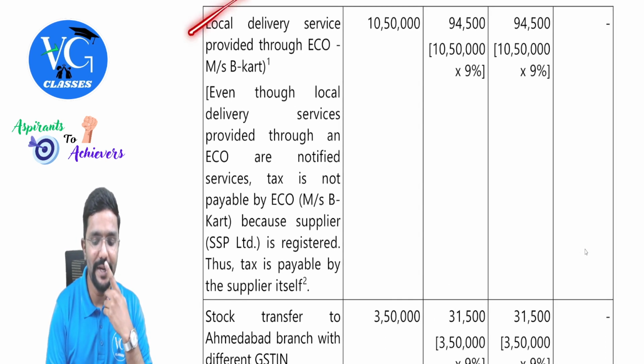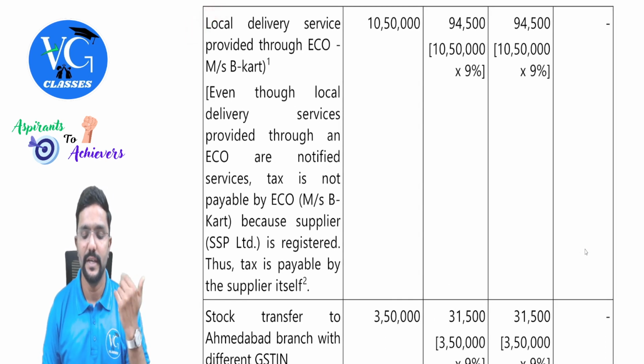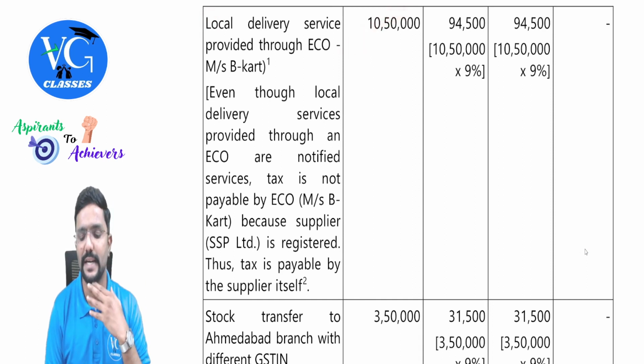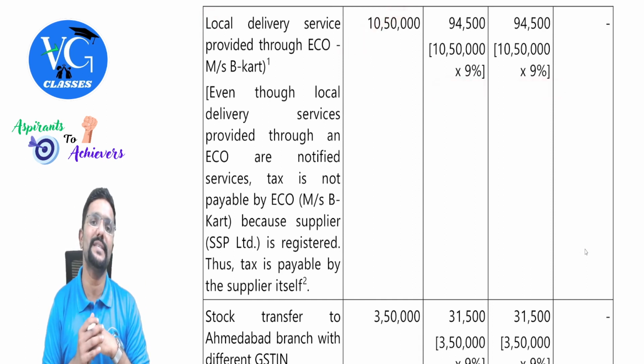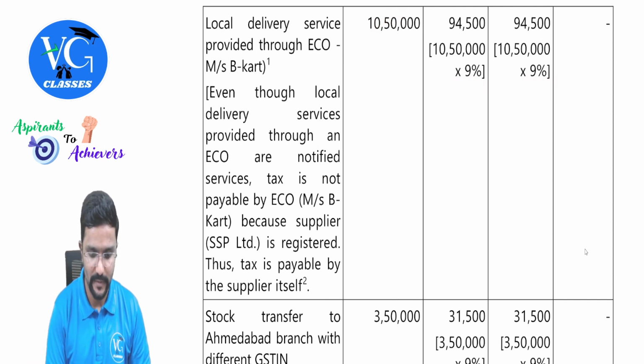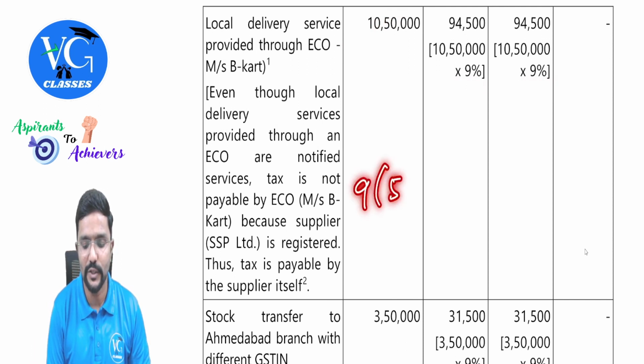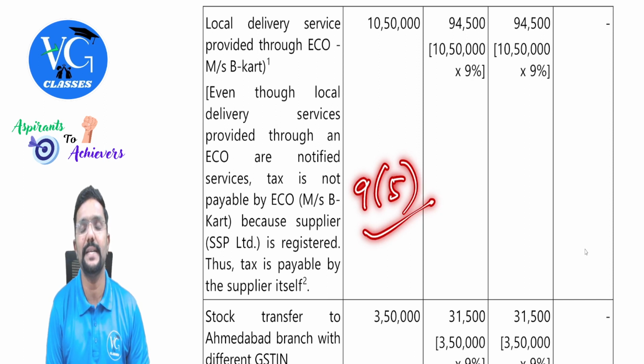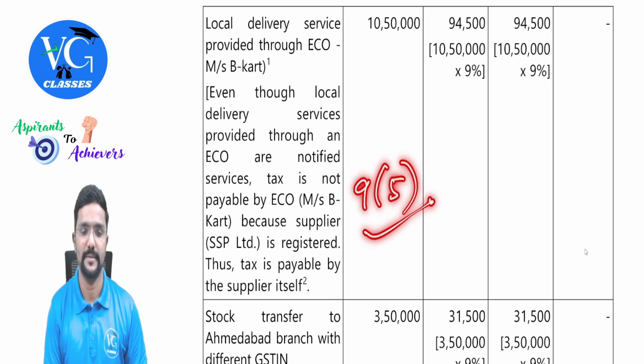Next, local delivery service. As the supplier is registered, he should only pay tax, and it is an intra-state supply. So CGST 9%, SGST 9%. Hope you understood. Yes, sir. So here 9.5 is not applicable. Why, sir? The main reason is that the supplier is registered.